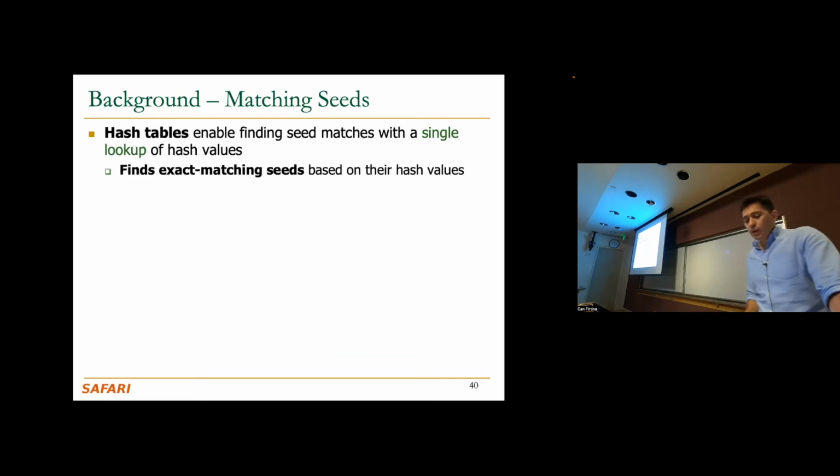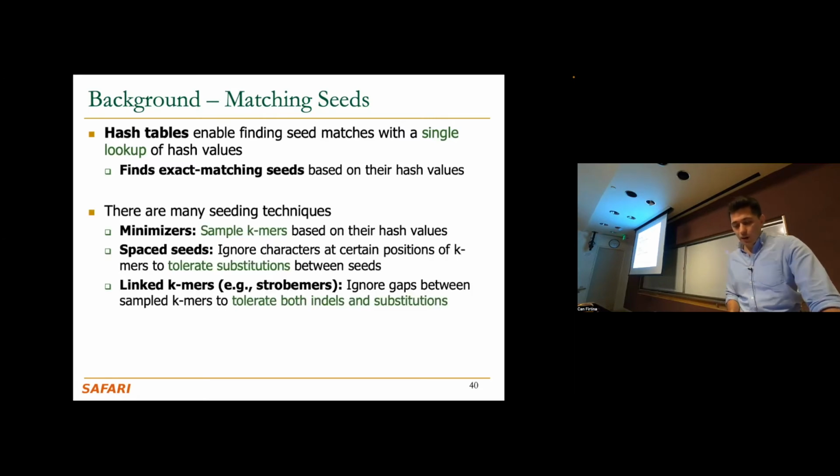So yeah, as I said, the hash tables enable finding seed matches with a single lookup of hash values. The main attribute with hash tables is that we can find exact matching seeds based on their hash values because we use low collision rate hash functions, right? Meaning that almost every seed is going to have a unique hash value, let's say. So we're going to be finding exact matching seeds.